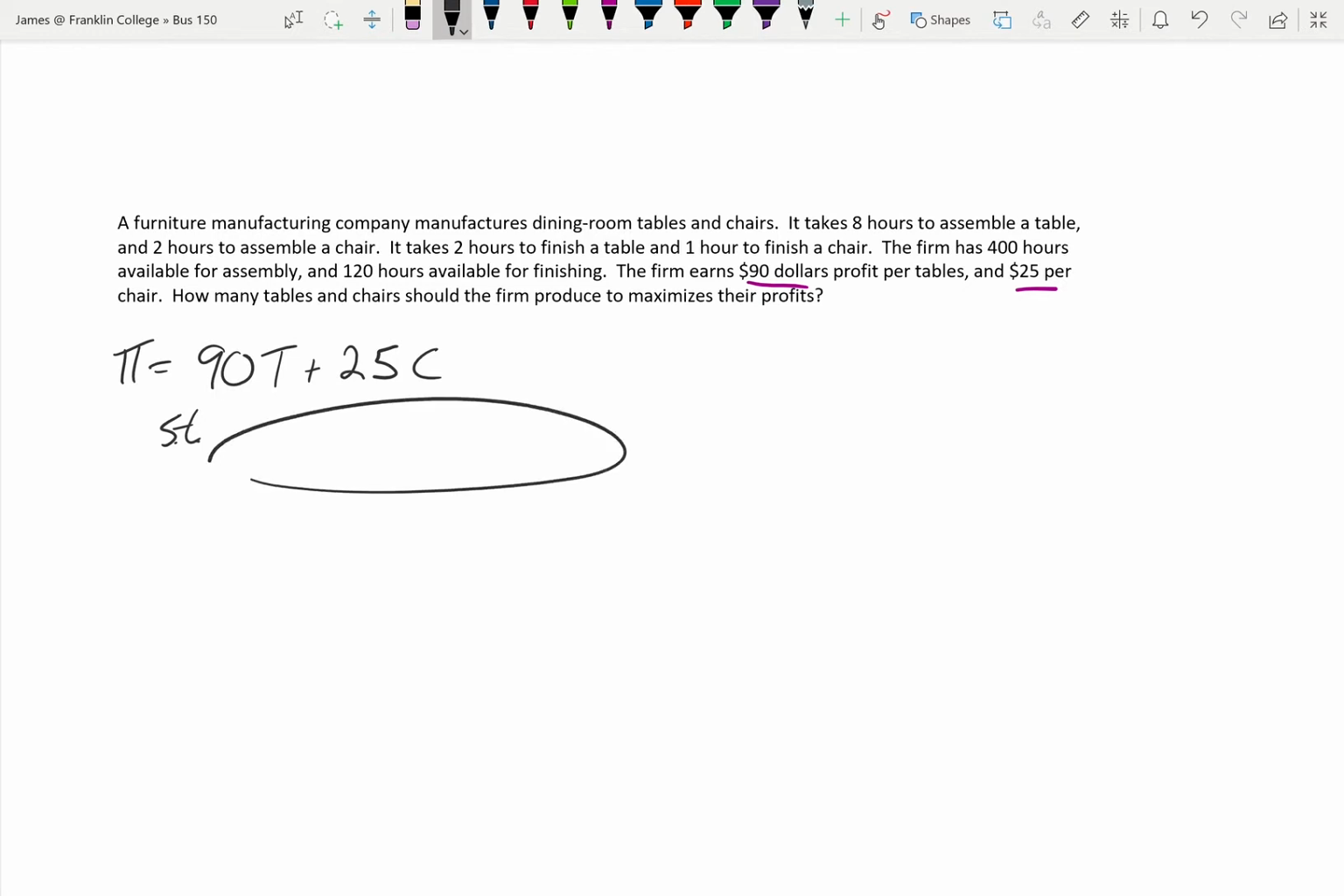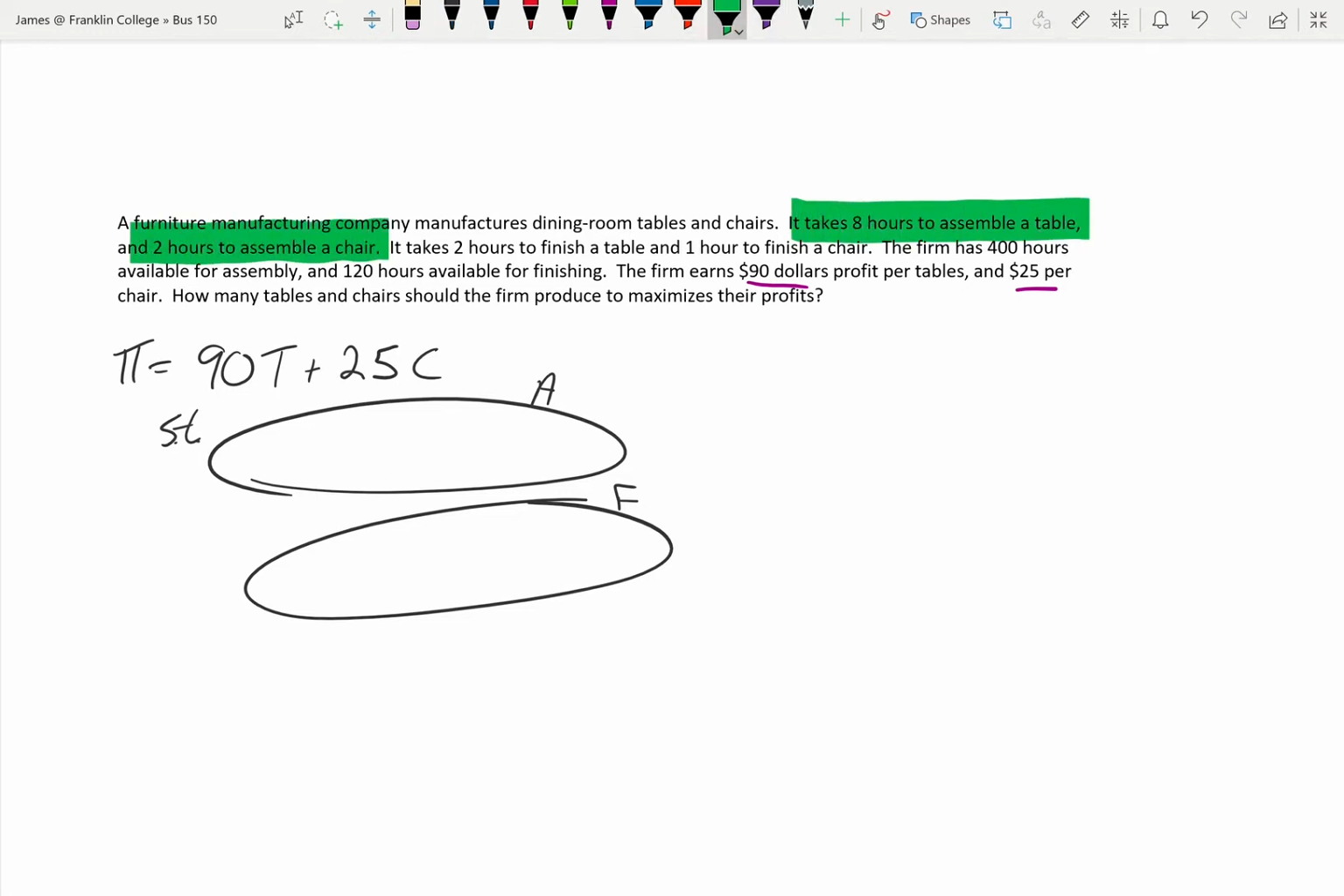So we need to come up with one equation that deals with the assembly, and we're going to have to come up with another equation that deals with the finishing. So let's go back to the second sentence that we have here. It takes 8 hours to assemble a table and 2 hours to assemble a chair. So 8 times T plus 2 times C. Well, that's the total number of hours that we devote to assembling. And look back here, we have 400 hours available for assembly. So it has to be less than or equal to 400.